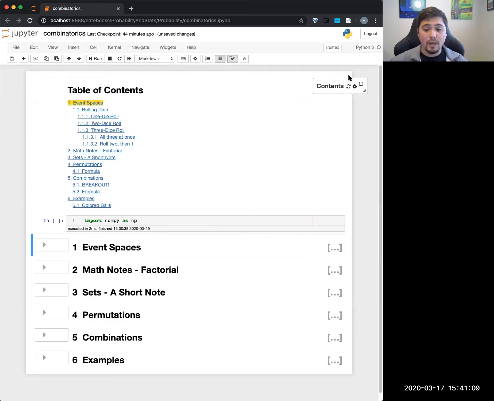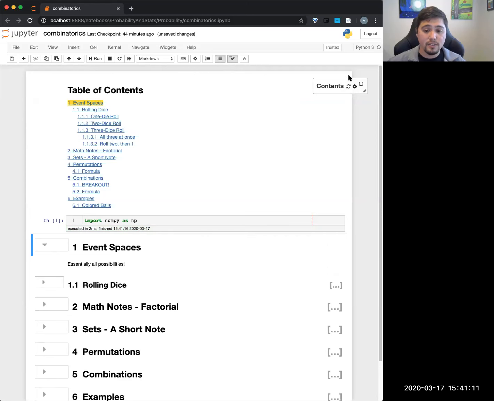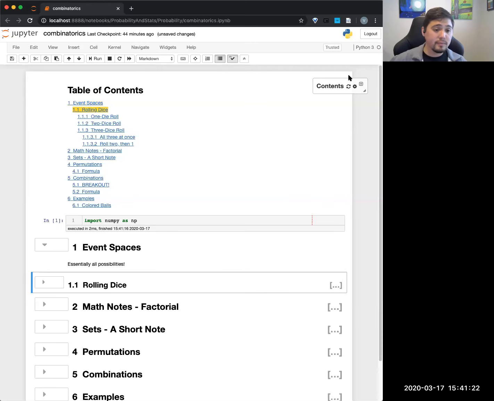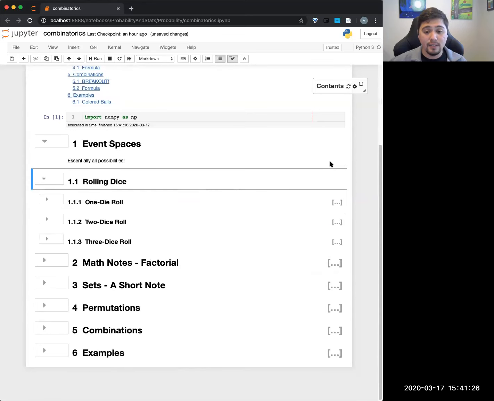Okay, so I have a few things in here. First thing to talk about: event spaces. So probability spaces, event spaces, basically it's just all possibilities. What are the possible things we can do? With discrete numbers, like rolling a die, if we roll one 6-sided die, a typical Monopoly die, what are all the different possible events we can have?